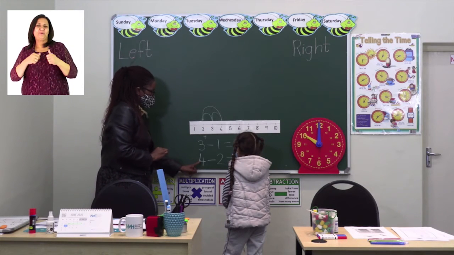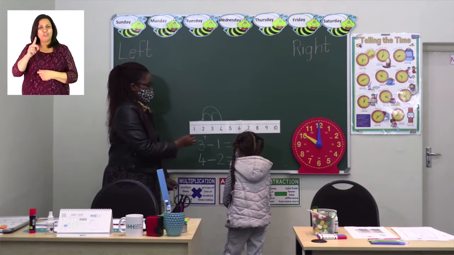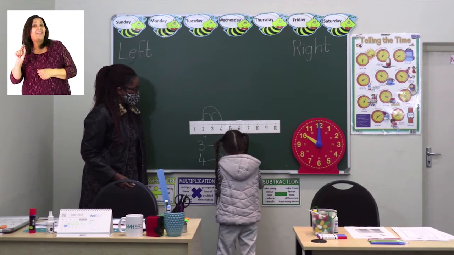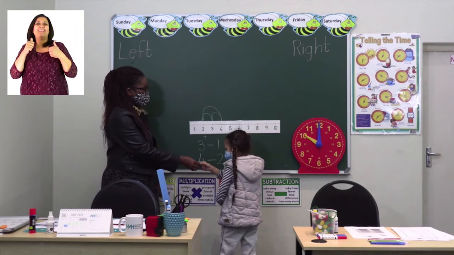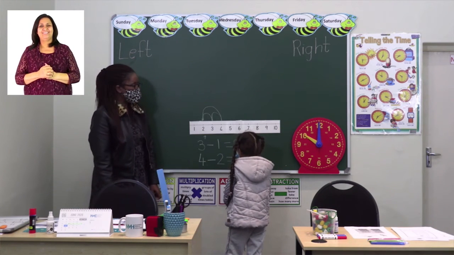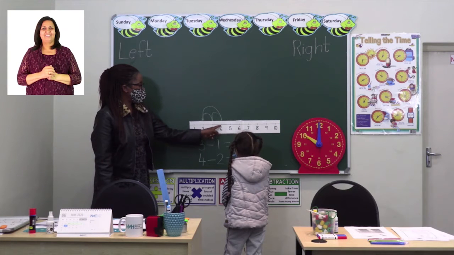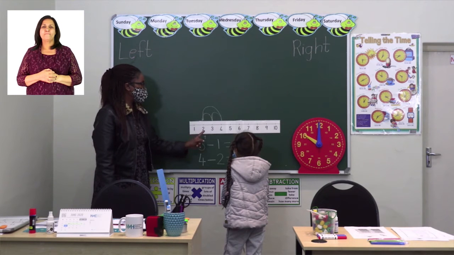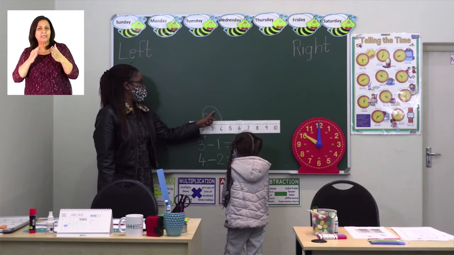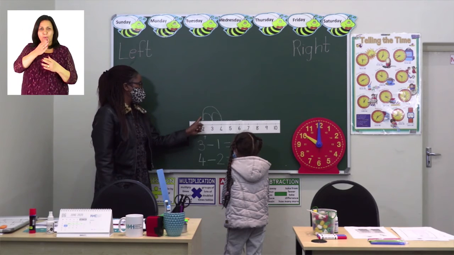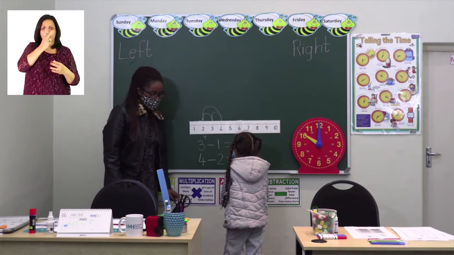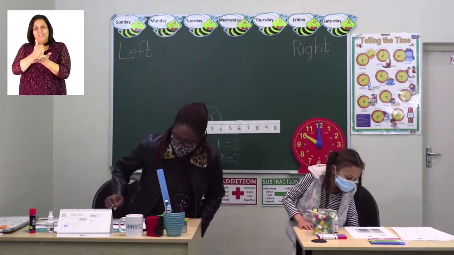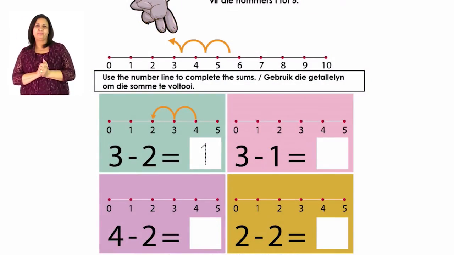Well done. So what is 4 minus 2? Please write the answer for me. Well done. That is exactly how we use the number line, by jumping back the steps. Remember, you only start counting after you have hopped 1, 2. Well done. Now let's get back to our booklet, page 28.